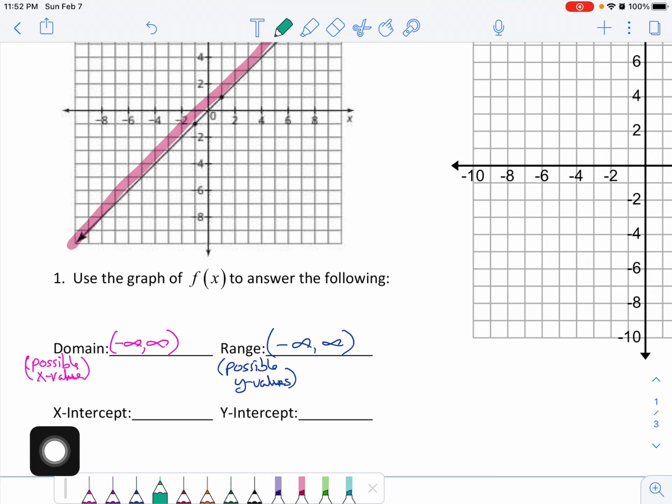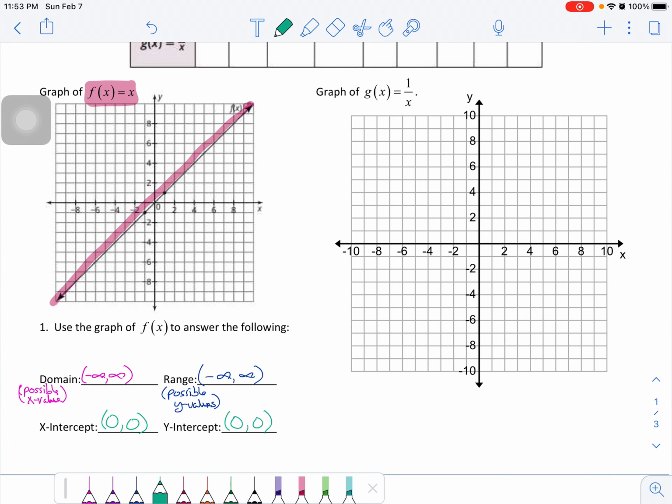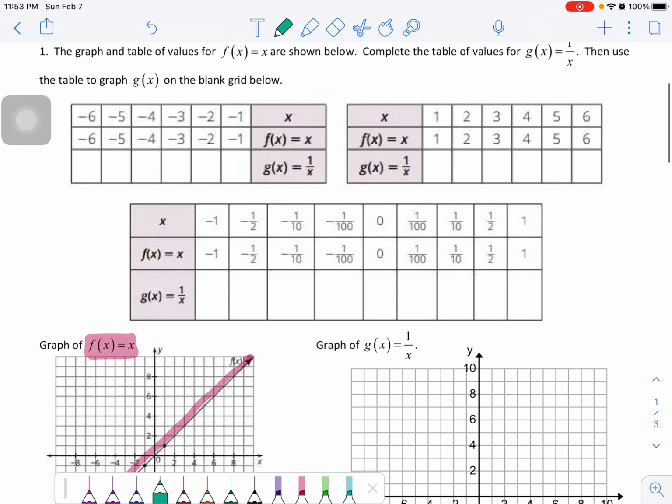Now, nope, I lied. X-intercept first. Where does your graph cross the x-axis? Well, if we look, it crosses right here at the origin, which is the point 0, 0. And it crosses the y-axis, so the y-intercept is the same point, 0, 0. All right, so we're going to talk about some of these key features with respect to the linear function here, just to get us a reminder of what domain, range, and intercepts are. But we're going to actually apply these key features to the rational function, the 1 over x.